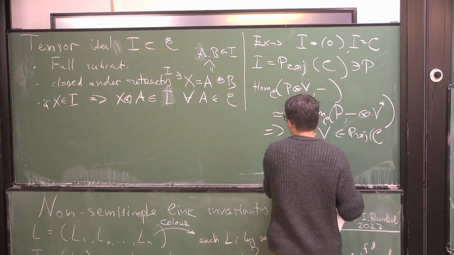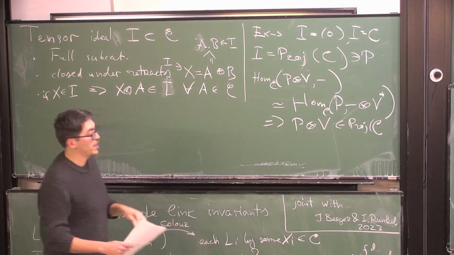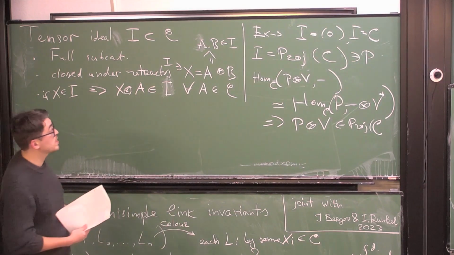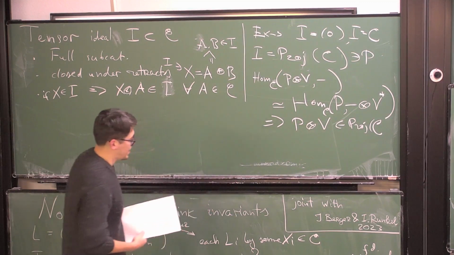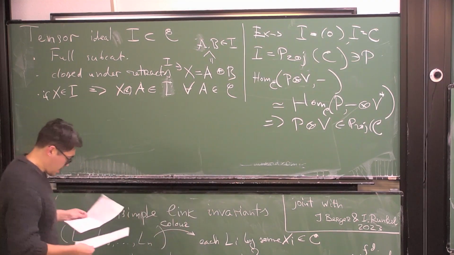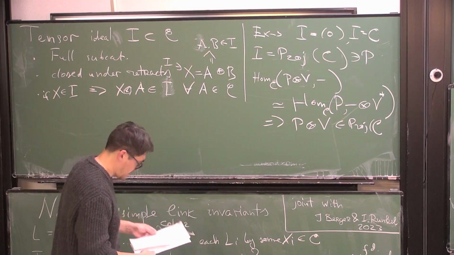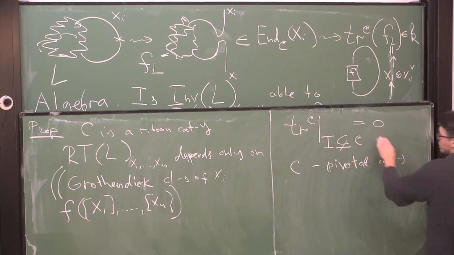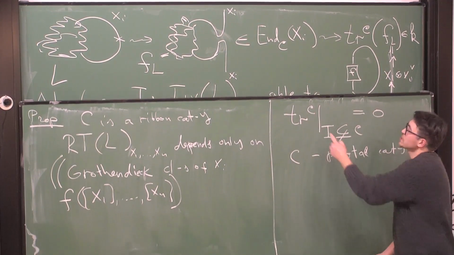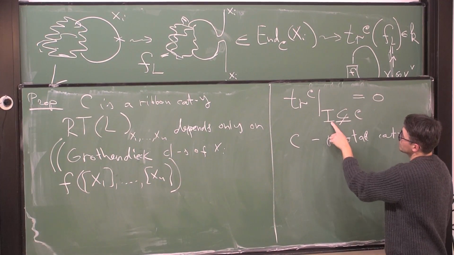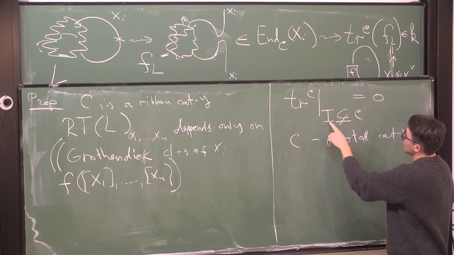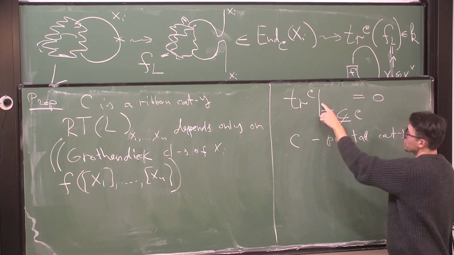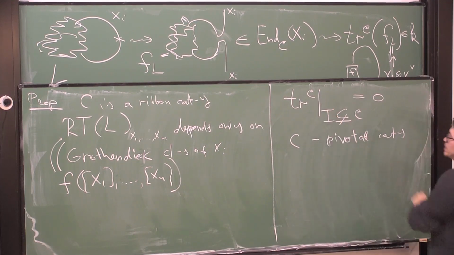To define the algebraically strong invariant, I will need more sophisticated tensor ideals. I will discuss them a bit later. Let me now explain why trace is 0 on every object in a proper ideal. I define what a right tensor ideal is, and for any pivotal category, the categorical trace of any endomorphism of any object in a proper ideal is 0. So trace doesn't see any ideal.